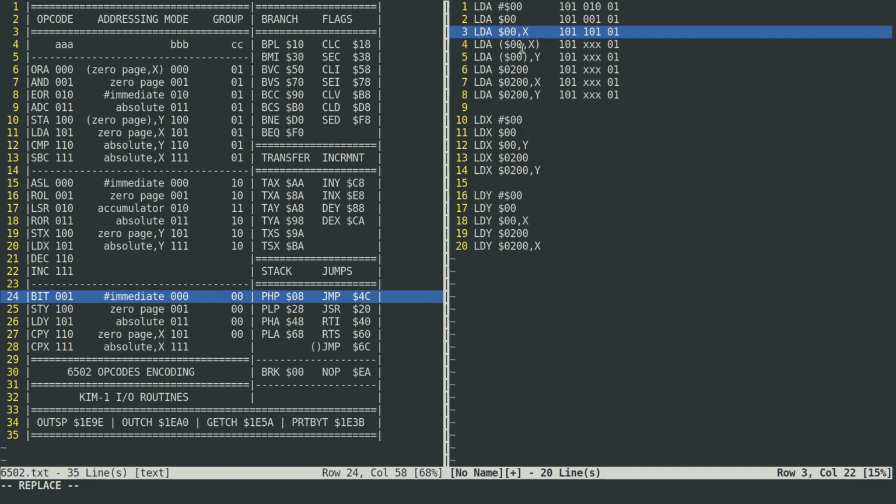Then the indexed indirect, this one 000. Then indirect indexed, this one 100, which is 4 in decimal. And then absolute, 3 in decimal, 011. Then absolute indexed by X is 111, decimal 7. Absolute Y is 110, decimal 6.